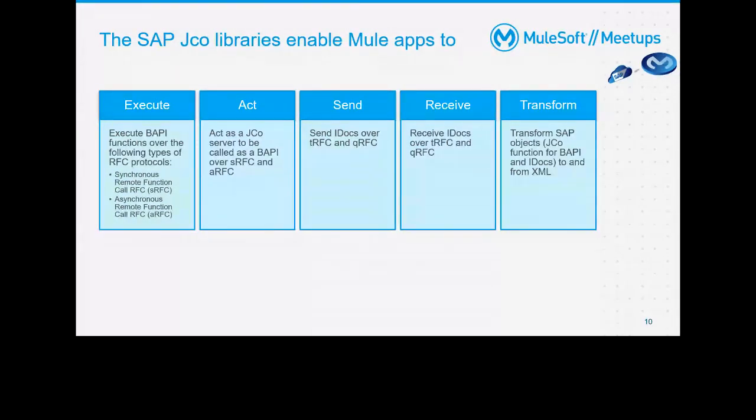Transformation of SAP object to XML and from XML to SAP object, because we will always get the payload in XML, that happens with the help of these JCO libraries. JCO is Java Connector libraries. So the SAP Connector is built and takes help of SAP Java Connector libraries to connect with SAP.